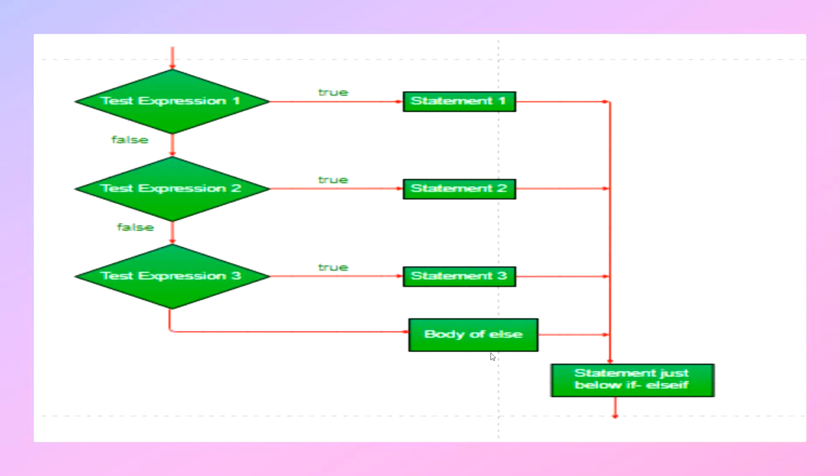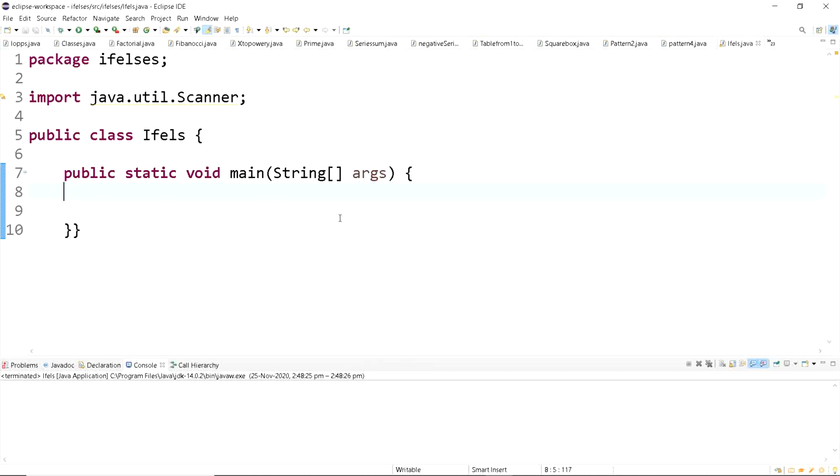So let us check on Eclipse how this if-else-if statement would look. I've opened my Eclipse IDE, and now let us see how the if-else-if program works. I'm writing in the previous class, which is if-else. I'm not creating another class. Now we'll write a program which tells us our grade when we enter the marks.